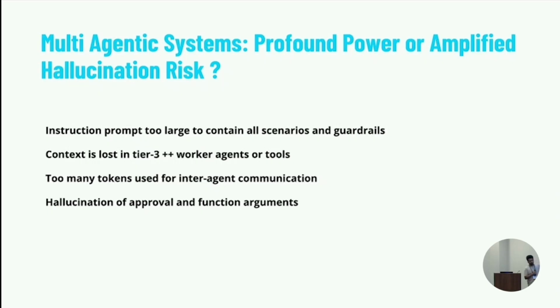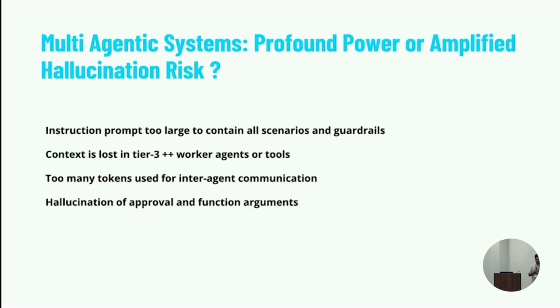The third one is if you use reasoning models for the orchestrator, which is ideal because it needs to think, too many tokens are used in reasoning, and dumping everything going forward increases the number of tokens you operate with. In a multi-agentic workflow you can increase the token usage by 50x in some cases, when it gets stuck in a loop and there is consistent back and forth between multiple agents. And finally is the hallucination of approval and function arguments.